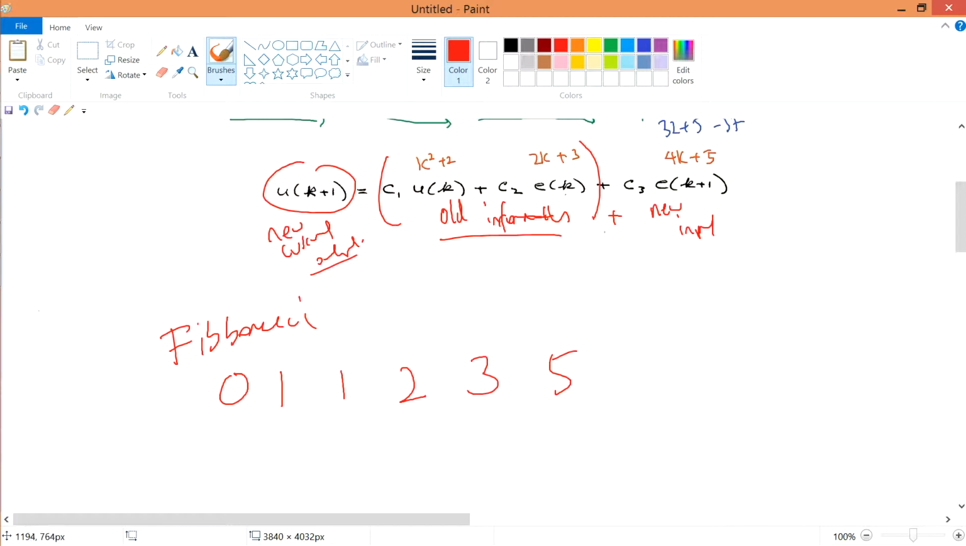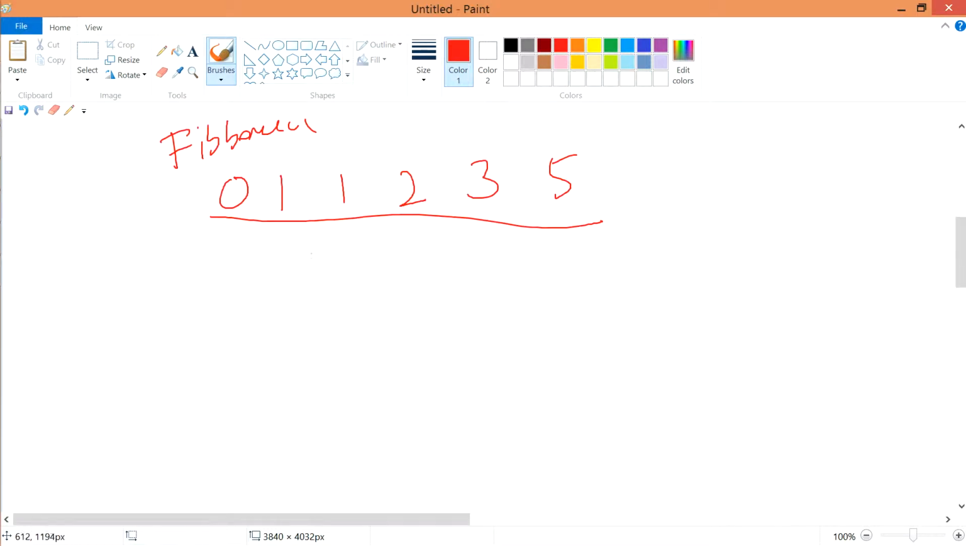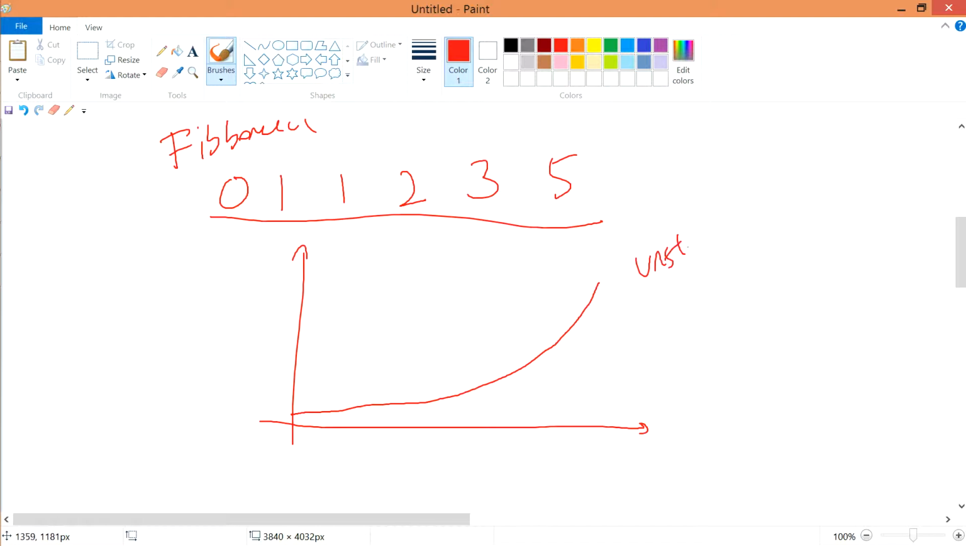Therefore, this new number is somewhat like a new input, and this previous number is somewhat like your old, previous information. You get what I mean? So this is somewhat like a Fibonacci series. The problem with this Fibonacci series is that when you plot it out, it eventually goes towards infinity. And if you have a system that is going towards infinity, this means that it's unstable. Correct? Which is not good.